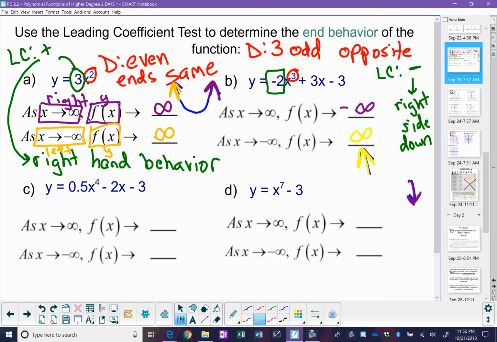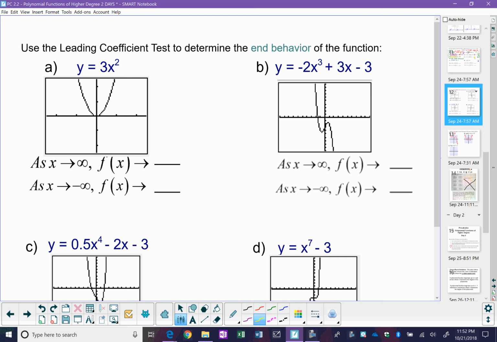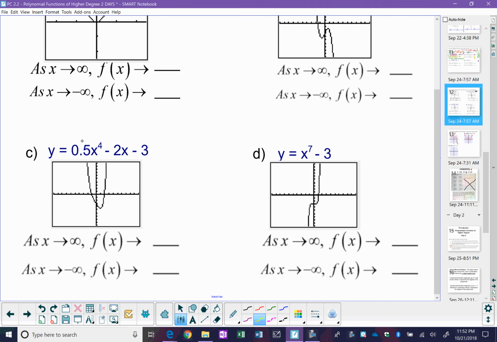Okay? I'm not going to do any more of these. I just wanted to review that with you. I also want to review this with you, similar to what we just did. Let's look at C. People get confused because it's got a decimal in there, but it doesn't change anything.